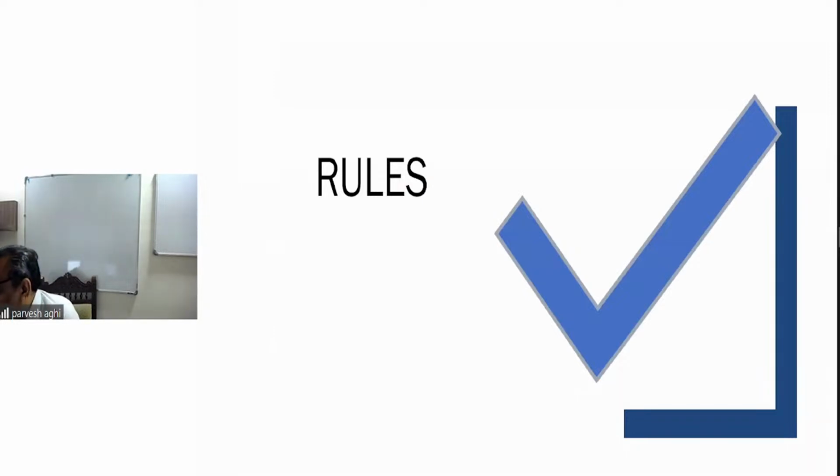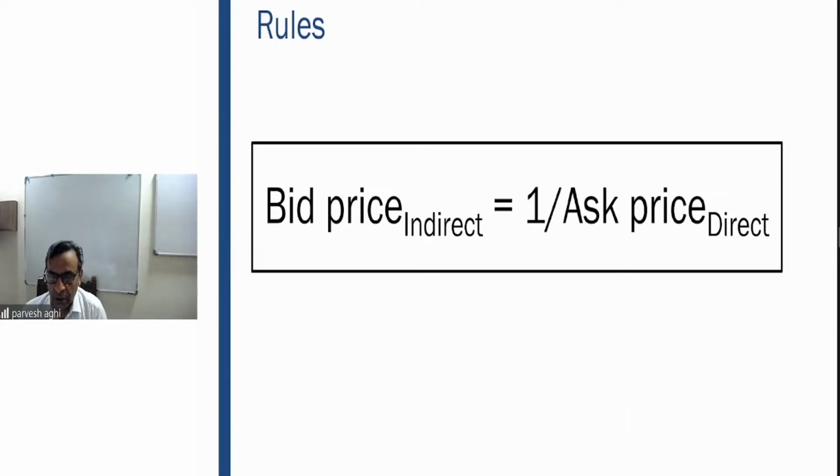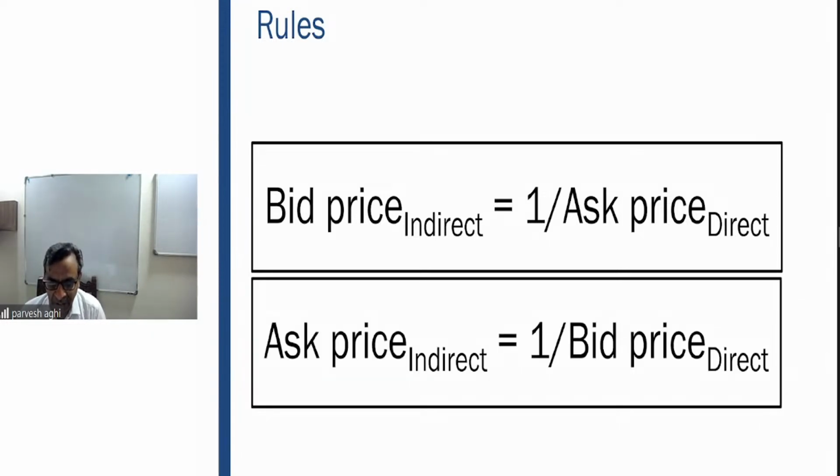Now let's understand some rules. Very important rules. So the first rule is, suppose there is a direct quotation which is given to you and you want to convert a direct quote into an indirect. So bid price indirect will be equal to 1 upon ask direct. So you have a bid and ask price of the direct. You take the ask price and do the reciprocal of it. It will become the bid price in the indirect quote. Similarly, the ask indirect will become 1 upon bid direct. Okay, so just focus on this and understand this. Very simple. Just understand the formula.